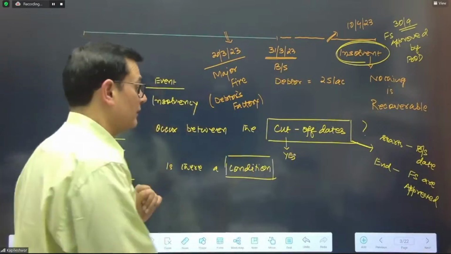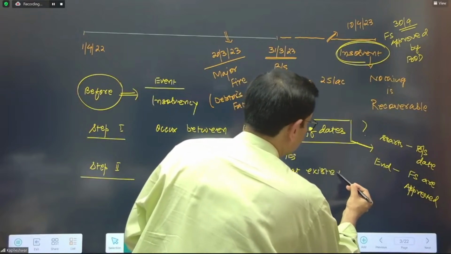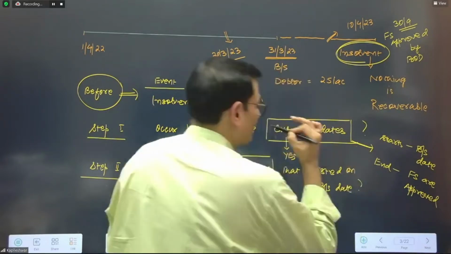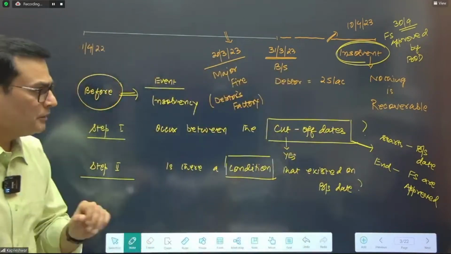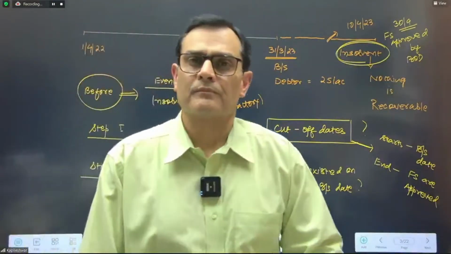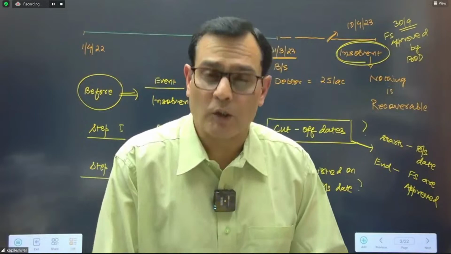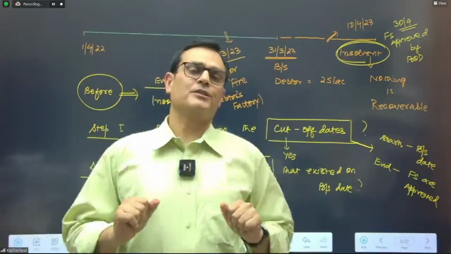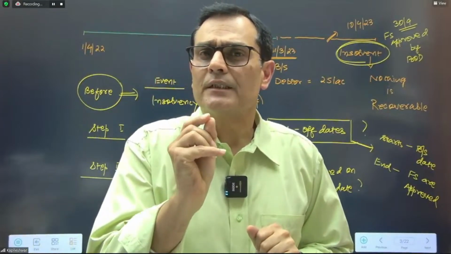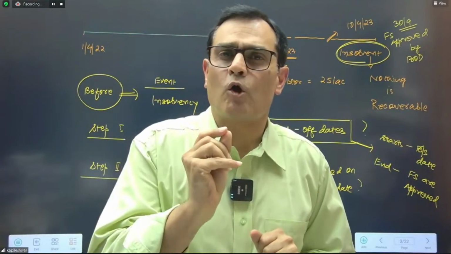Is there a condition that existed on the balance sheet date? You need to put across a question: is there a condition which is present on the balance sheet date? Now you would immediately ask, so what do you mean by a condition? Don't worry, you can write later. Just focus on this. What do you mean by a condition? You need to see the reason of the event. You need to see what is the cause of the event.